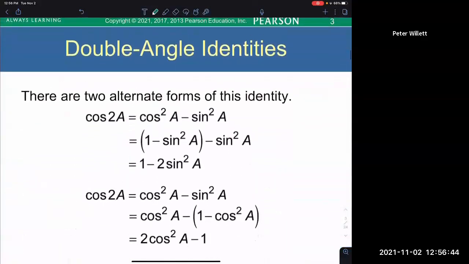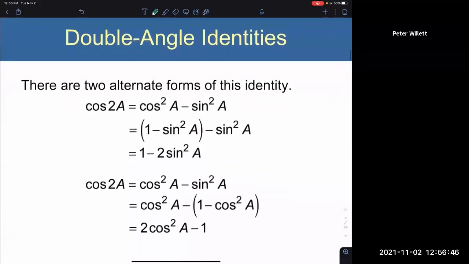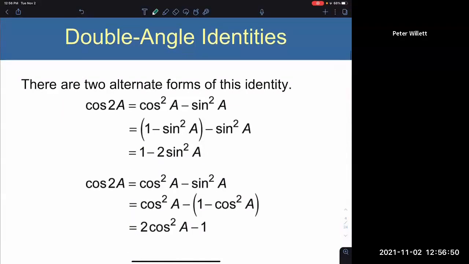So it says here, there are two alternate forms of this identity. So here's the first form. Cosine 2a equals cosine squared a minus sine squared a. But then they're saying, well, what if we took this cosine and converted it into a sine? Because cosine squared a is the same as 1 minus sine squared a. Then we'd have only sines in our answer, and we would get this new format for cosine of 2a.